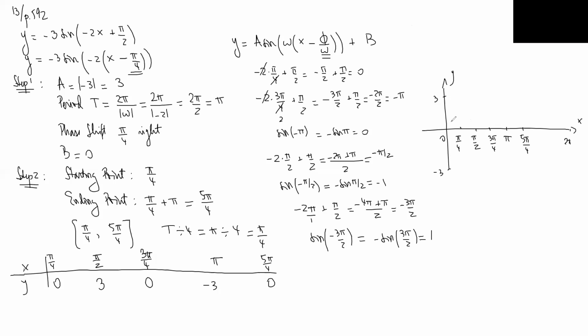So when x is pi over 4, y is 0. So I have a point right here. When x is pi over 2, y is 3. So the point will be up here. When x is 3 pi over 4, y is 0. When x is pi, y is -3. And when x is 5 pi over 4, y is 0.